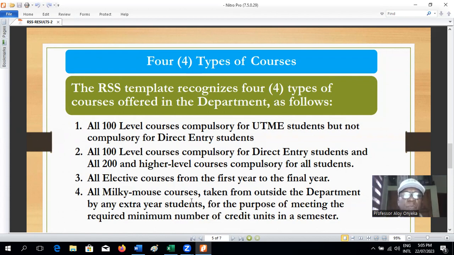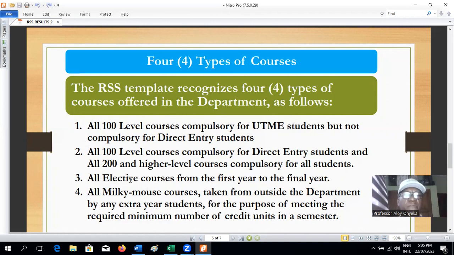So it means that we may not bother ourselves with the Mickey Mouse courses until the first set of students graduate. If it's a 4-year program or 5-year program, whenever they graduate, and you have students in the extra semester or extra year, and they need to go outside the department to pick some courses to make up for the minimum number of units in a semester, then that's where we will be involved with the Mickey Mouse courses.